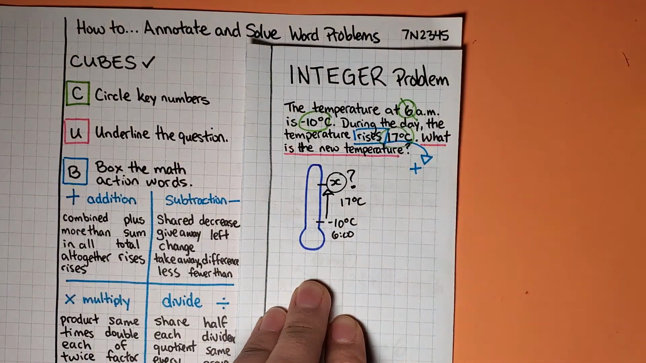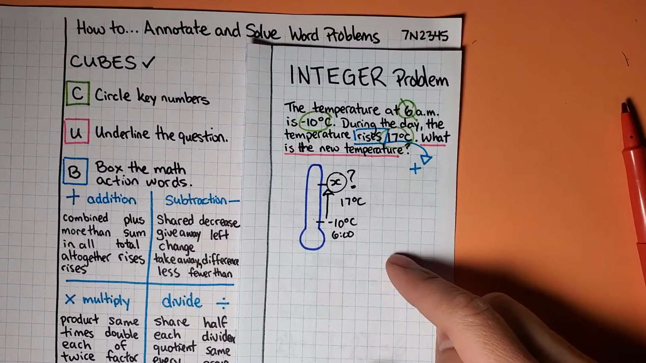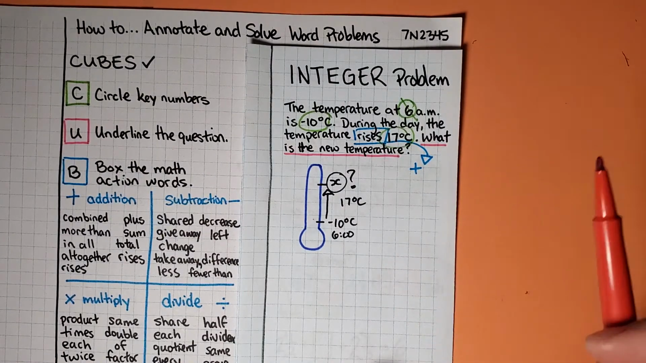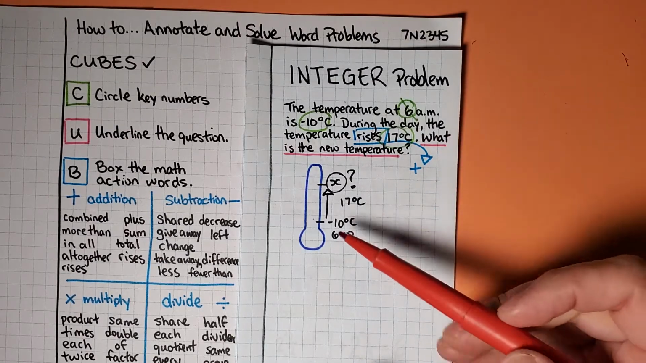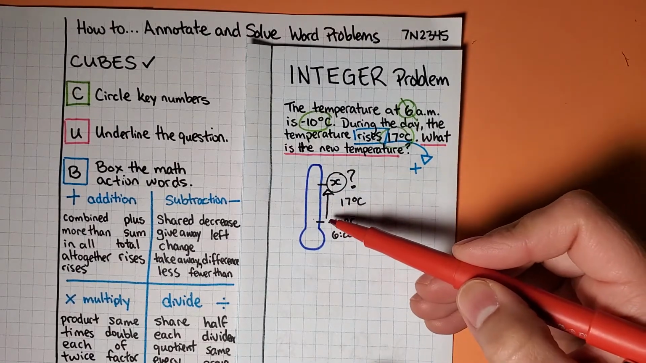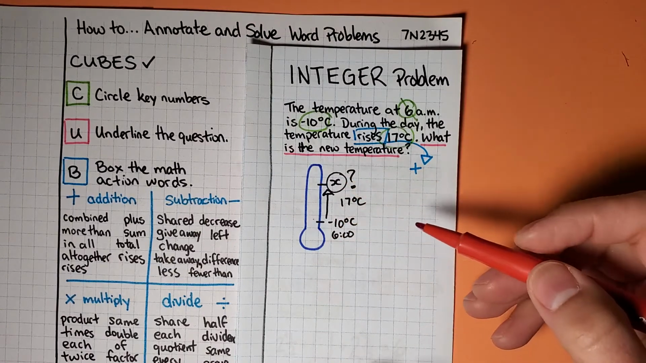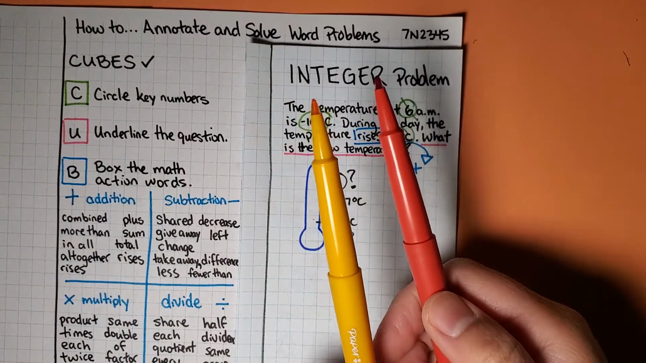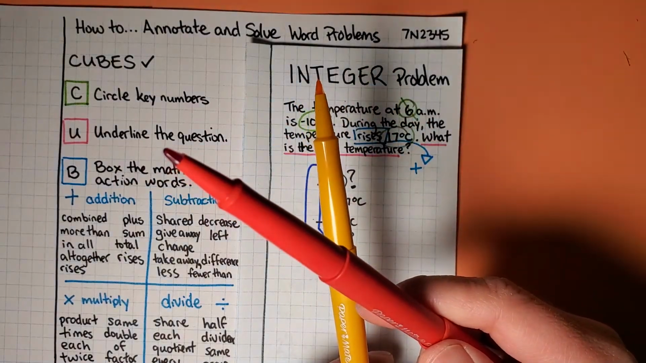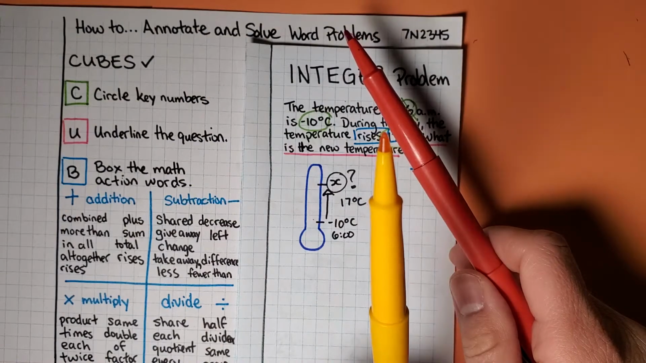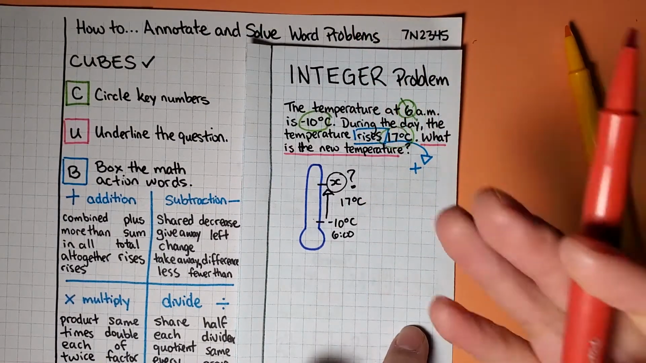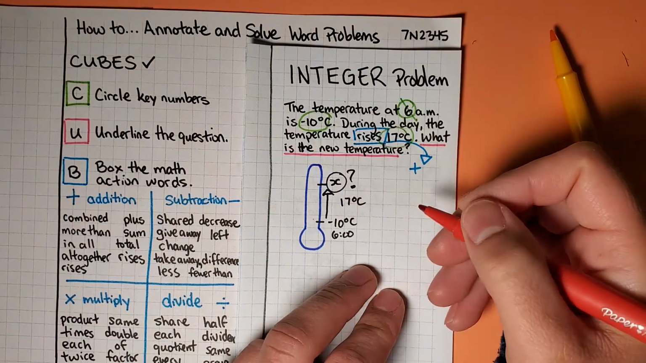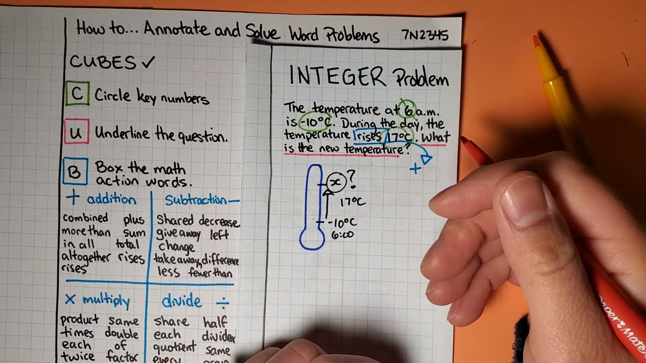The new temperature. I'm also going to draw one more model, one more picture, so that I can visualize it a different way. This way was like a number line or a thermometer. I'm going to show you with integer tiles, remembering that the convention is red is for negative tiles, yellow is for positive tiles. So if I start with 10 negative tiles and I combine it with 17 positive tiles, after I zero pair it out, what's my answer?